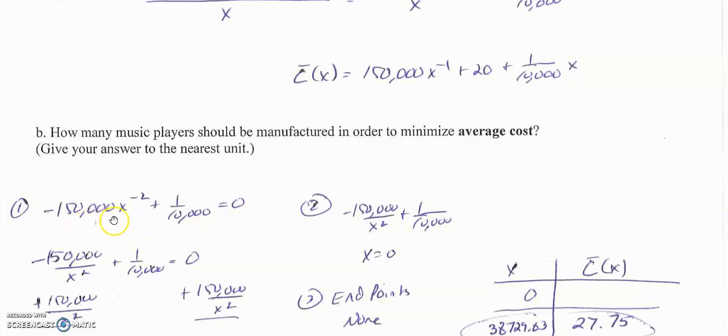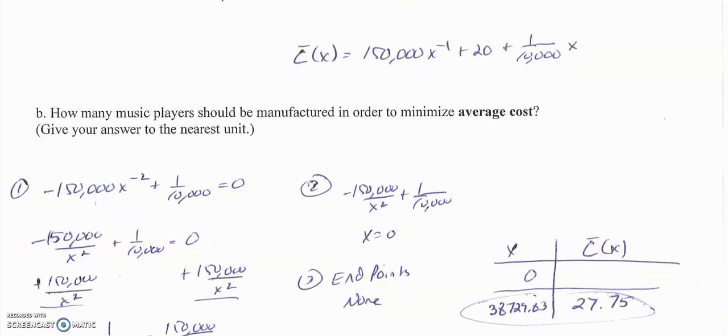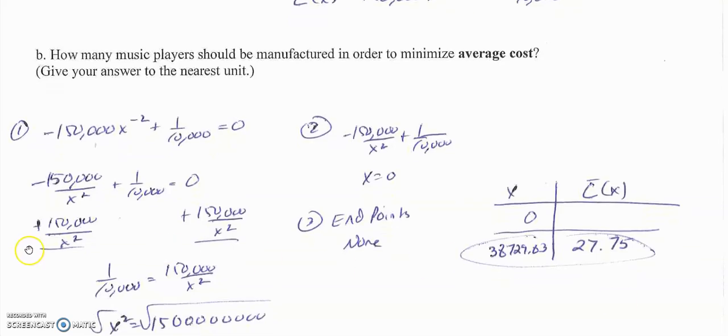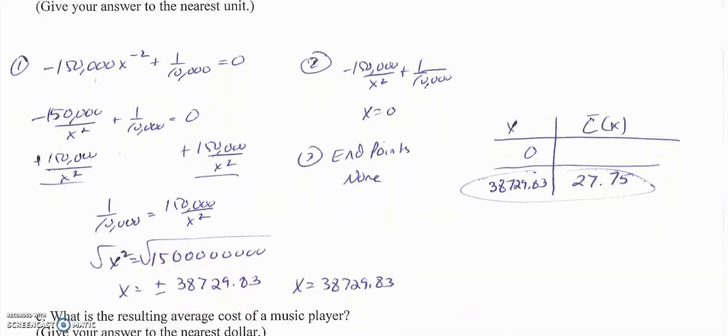Negative 150,000 x to the negative 2 can be written as negative 150,000 over x squared plus 1 over 10,000 equals 0. And doing some algebra, we can set up a proportion. So we add 150,000 over x squared to both sides, which gives us 1 over 10,000 equals 150,000 over x squared. Cross multiply. 1 times x squared gives you x squared. Then we do 10,000 times 150,000, which gives us 1,500,000,000. But we don't want x squared, we want x, so we square root both sides.